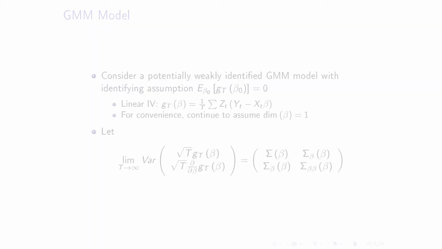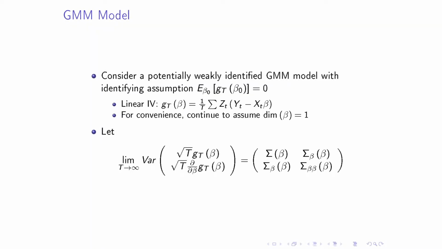To make all of this a bit more concrete, the key ingredient that I require is this preliminary confidence set. So I'll tell you how to construct one in a general GMM model. Consider the usual GMM identifying assumption that the mean of the moment condition is equal to 0 at the true parameter value. In linear IV, for example, this says that the mean of my instruments times my residuals, evaluated under the null, is mean 0 at the true value. For convenience, I'll continue to assume that the dimension of the parameter beta is equal to 1. And I'll let this sigma matrix denote the appropriately scaled asymptotic variance of the moment condition and its derivative.